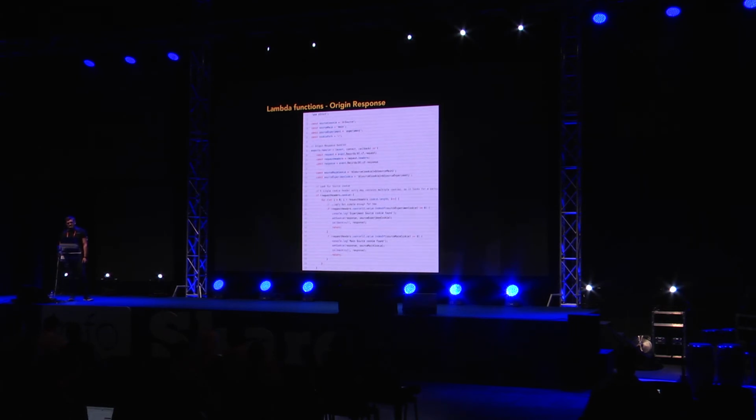The origin response is only triggered on cache misses, so only when we don't have CDN caching implemented, so first user, first location request. The event passed to the function contains both the request and the decorated by viewer request information, so it has this header from the viewer request.